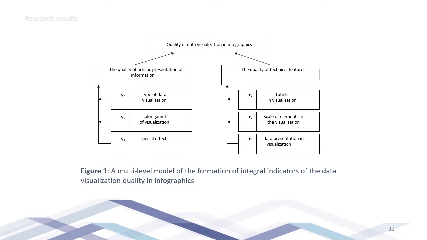Taking the obtained data as a basis, we build a multi-level model of the formation of integral indicators of the data visualization quality in infographics, shown in Figure 1. The use of a multi-level model of fuzzy logical derivation contributes to the consistent establishment of a forecast of the implementation of the publication structuring process quality by accumulating knowledge from the lowest to the highest of its levels. The multi-level model includes subordinate models: a model of the quality of artistic presentation of information, and a model of the quality of technical features.